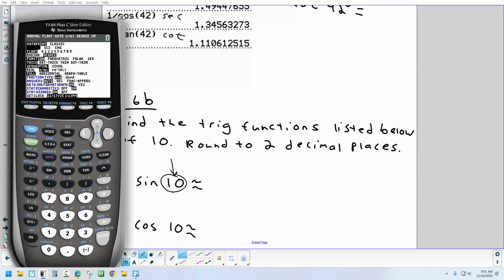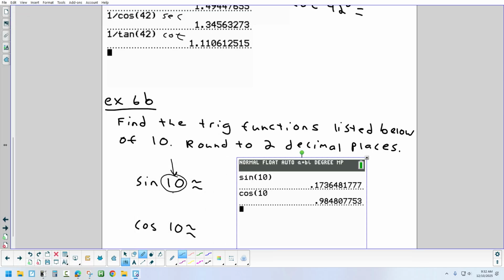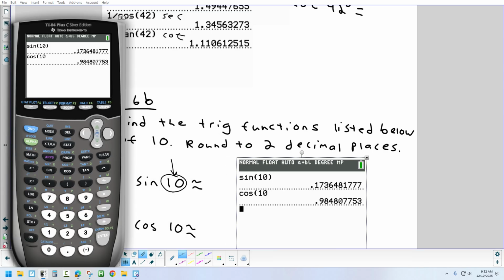Okay, so the easiest way to do it is change your calculator into radians and then do the sine of 10 and the cosine of 10. There's your 2 answers. Now, if you round to 2 decimal places, the sine is 0.17, the cosine is 0.98. Did I change to, I thought I changed to radians. I'm sorry.